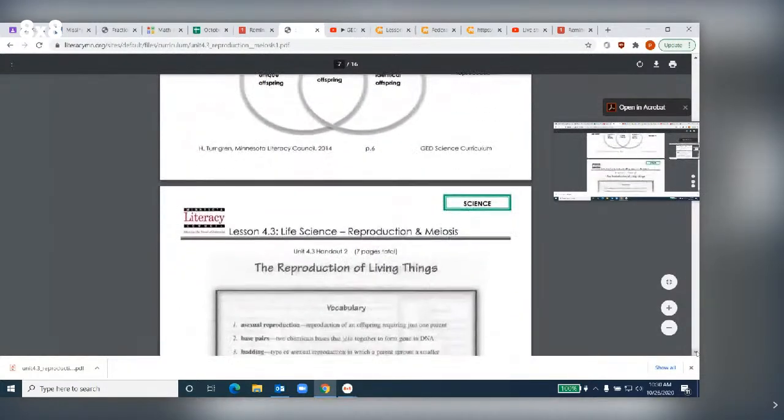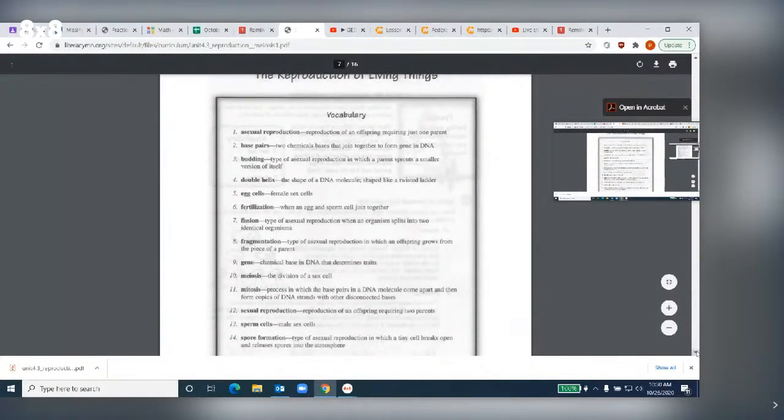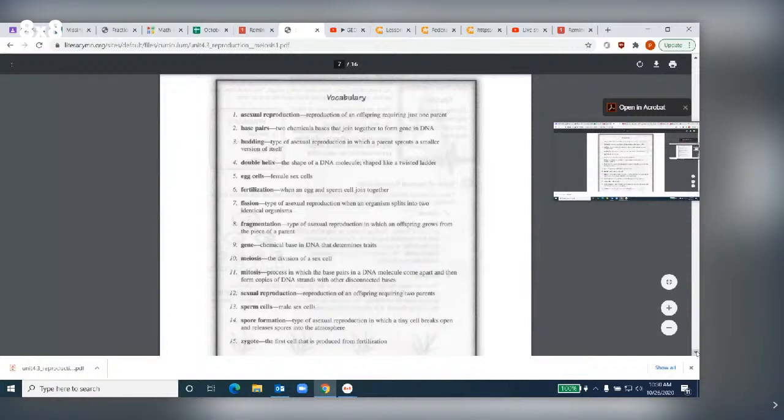So I'm going to start right here. And this is just some vocabulary that'll be important. So we're going to look at asexual reproduction, and that's production of an offspring requiring just one parent. Base pairs, those are two chemical bases that join together to form the gene and the DNA. Budding, that's a type of asexual reproduction in which a parent sprouts a smaller version of itself. Double helix, the shape of a DNA molecule shaped like a twisted ladder.